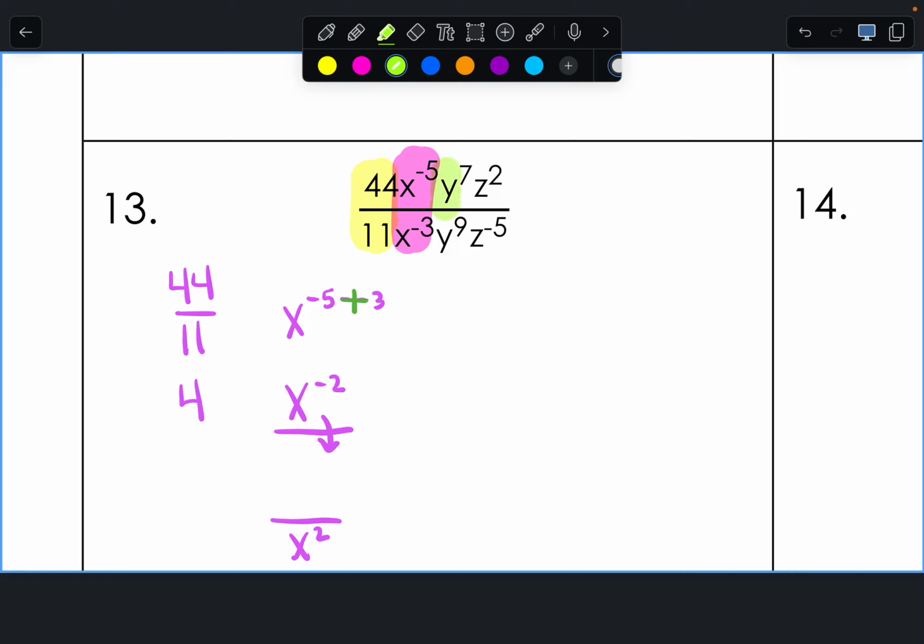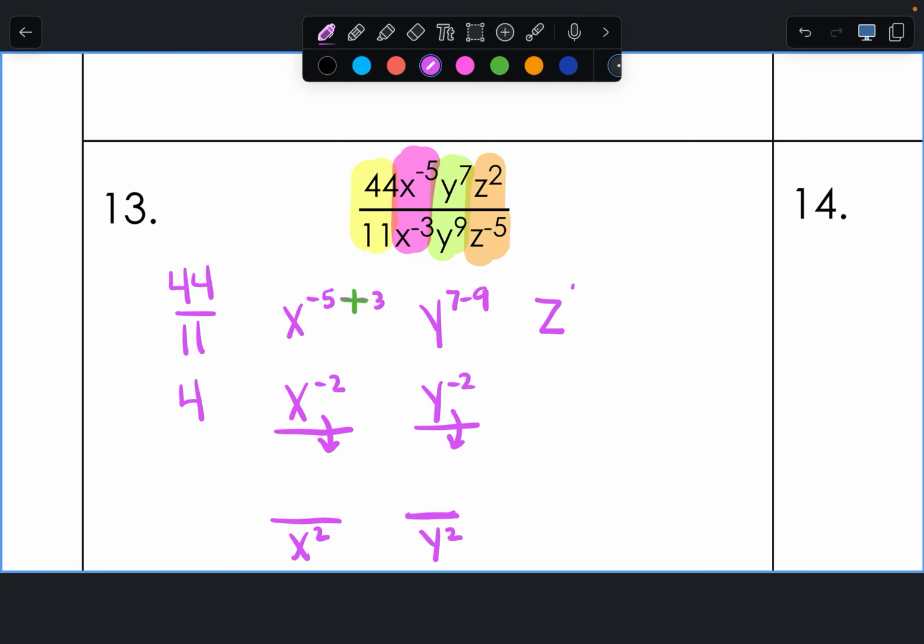The next one is the y's. With the y's, what are we subtracting? 7 minus 2. So what are we going to do? Flip-flop. Is it going to be on the bottom? Yeah. It always starts at the top and moves to the bottom, unless it's already at the bottom.